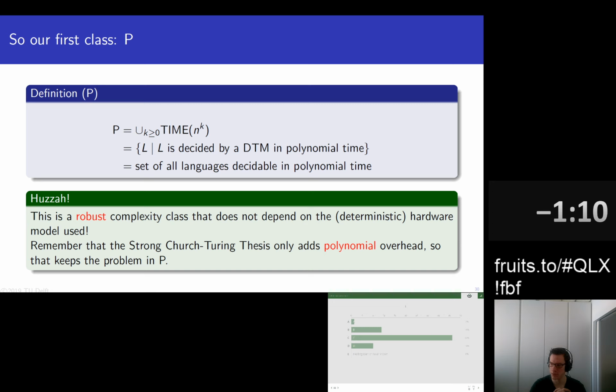And so every model we have created so far, we can indeed show that with polynomial overhead, we can also do this on a single tape Turing machine. And so the class P is now robust. Whatever deterministic hardware I use, all I can do is add polynomial overhead. That's fine. It will still be in P.